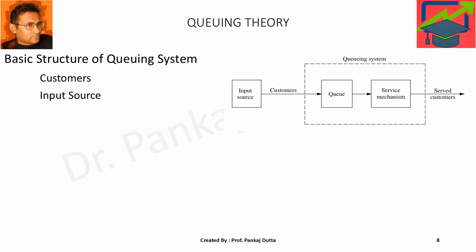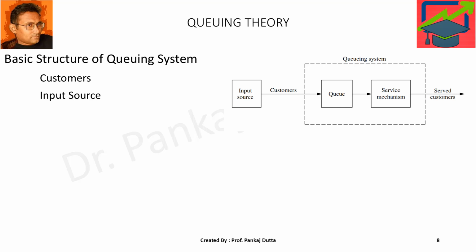Input source is classified based on its size, that is, on the basis of the total number of customers that might require service from time to time. Depending on the size, we classify input source into two types, infinite and finite. For example, in a railway reservation counter, where anybody can come and join the queue, the input source is considered infinite. But an office canteen, which is not accessible to outsiders, has an input source considered finite.